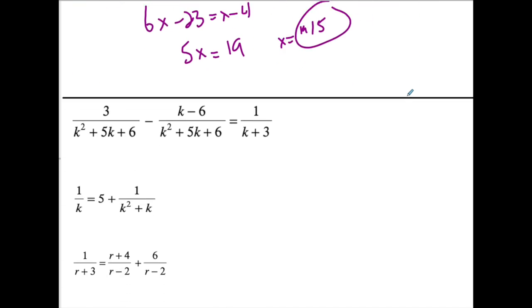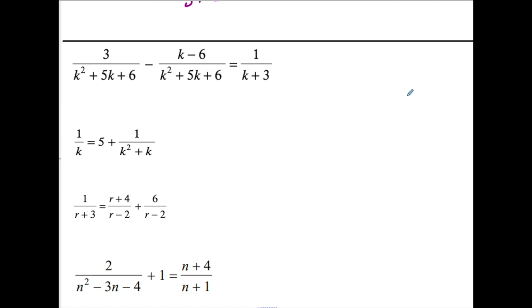All right, last opportunity for you to try. Please take a moment, pause the video, solve these 4 rational equations. Then when you're ready, unpause, and you can see what I got.